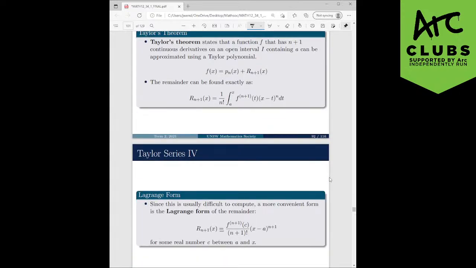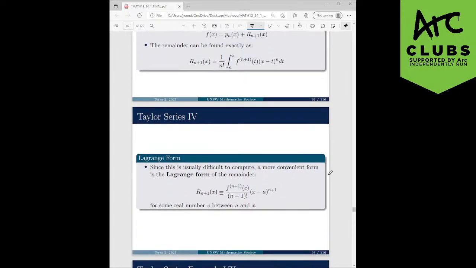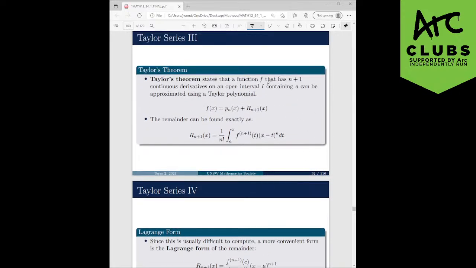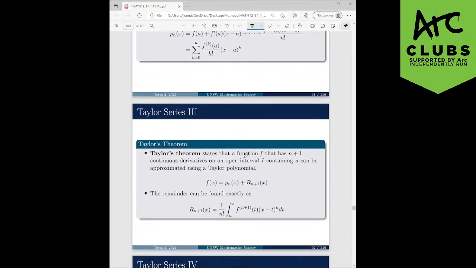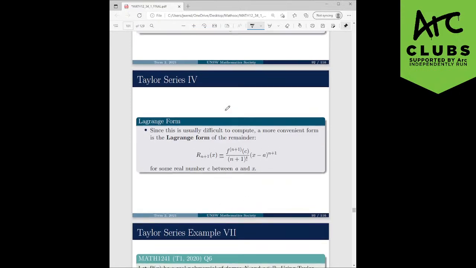It doesn't have the integral hanging around it anymore, but it is slightly a bit more annoying with the whole c is some number between a and x. But yeah, it does look simpler than the original remainder form. So here's the Lagrange form of the remainder when you try and use Taylor's theorem to approximate your function by a Taylor polynomial. So yeah, the Pnx was just the nth Taylor polynomial from before, and your Rn plus 1x, you either use this form or you use this Lagrange form. But the Lagrange form does look nicer.